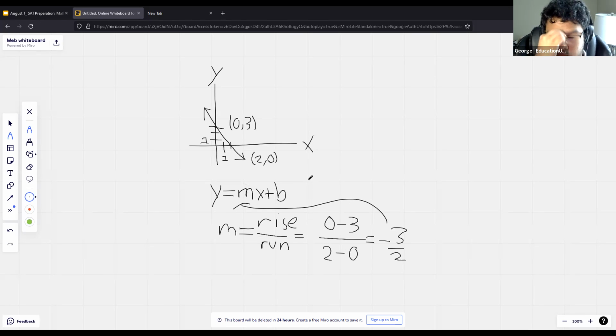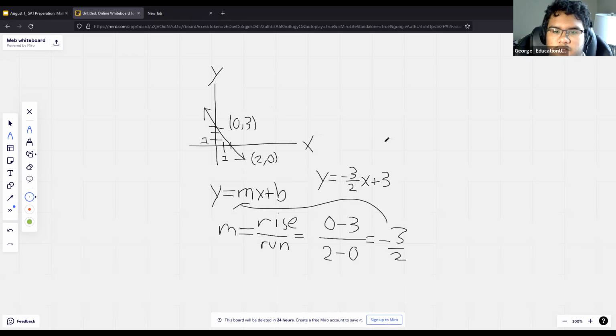Now, as I mentioned before, the b represents the y-intercept, meaning when x is 0, the value of this equation will be whatever b is. To figure out b using this graph, all you have to do is look at what the y value is when x is 0. What is it on this line? As I pointed out earlier, it's 3. y is 3 when x is 0. So that means b has to equal 3. So the final equation comes out to y equals -3 over 2 times x plus 3.